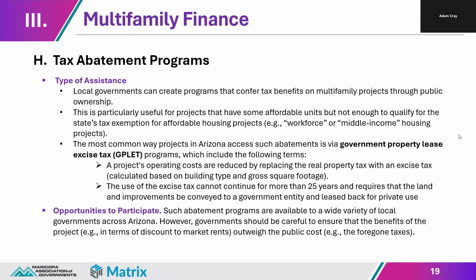Next thing I want to talk about is tax abatement programs. There are lots of ways to do this. In Arizona, you're fortunate to have kind of an automatic exemption for affordable housing projects. Typically that's defined as projects that would qualify under those set-asides for federal LIHTC, 20 at 50, 40 at 60, that sort of thing. And so for those kinds of projects, they're already tax exempt.